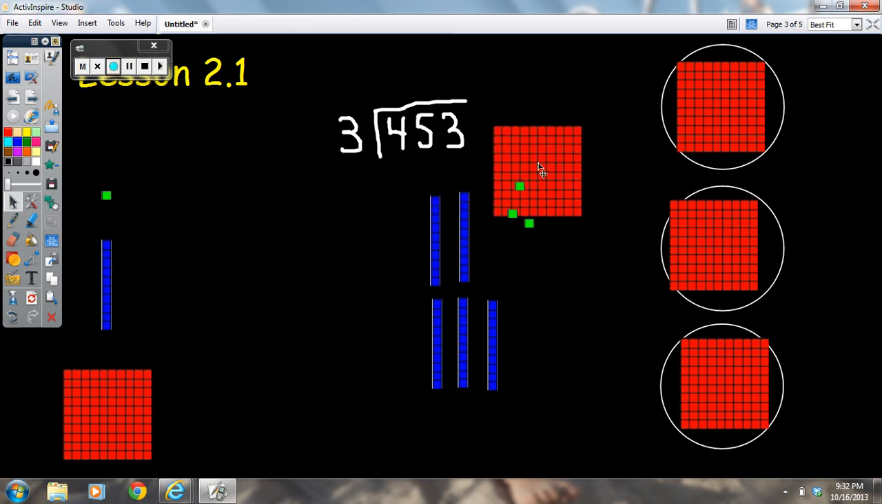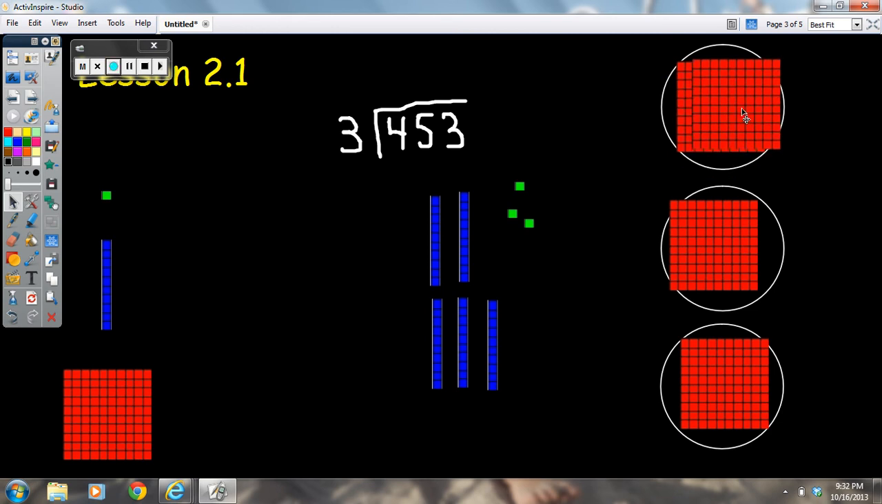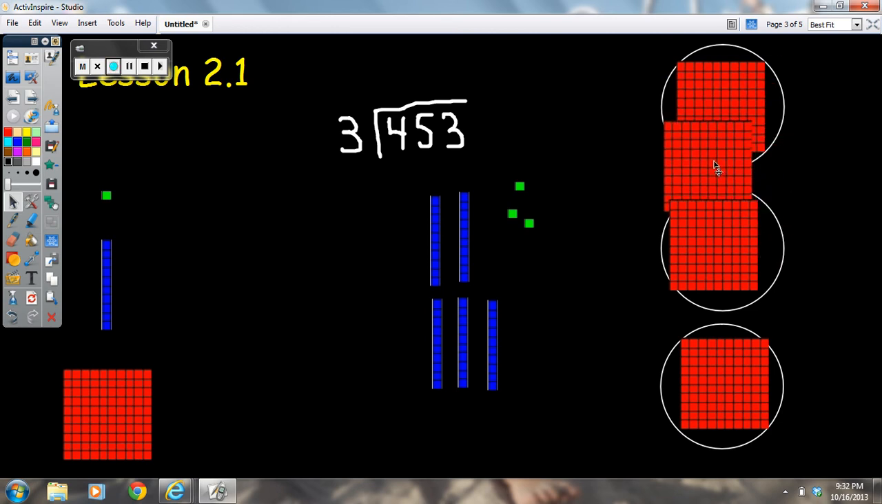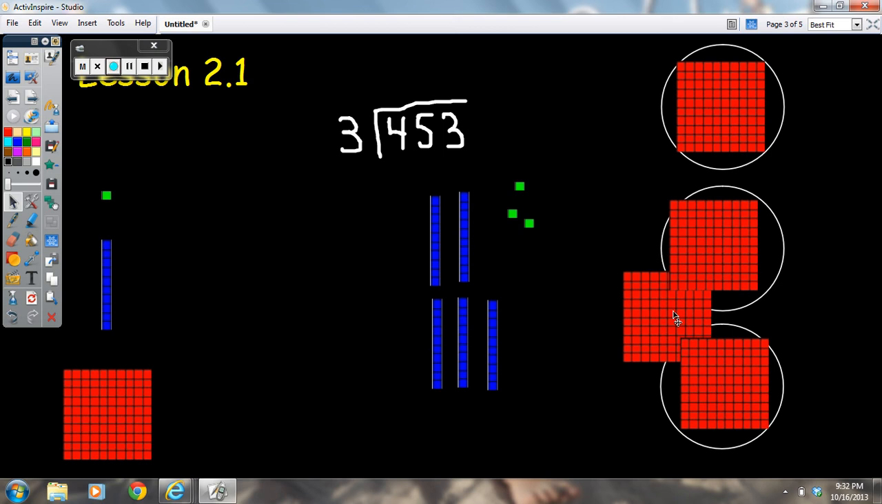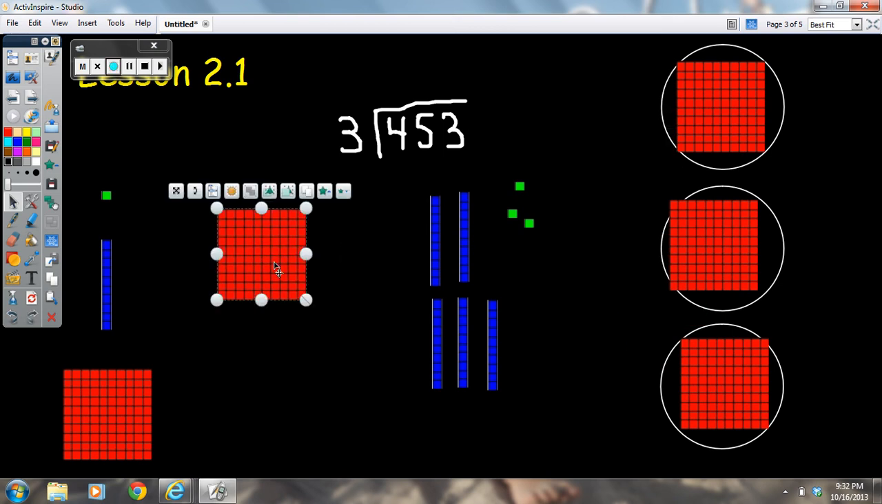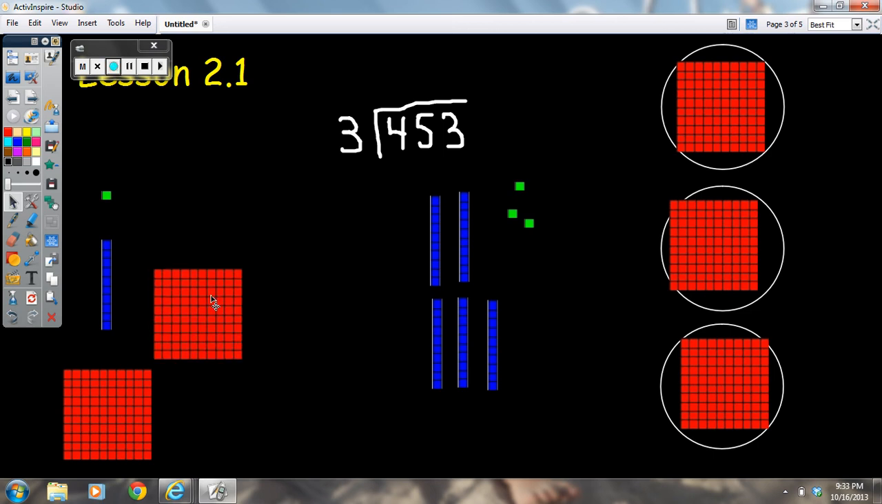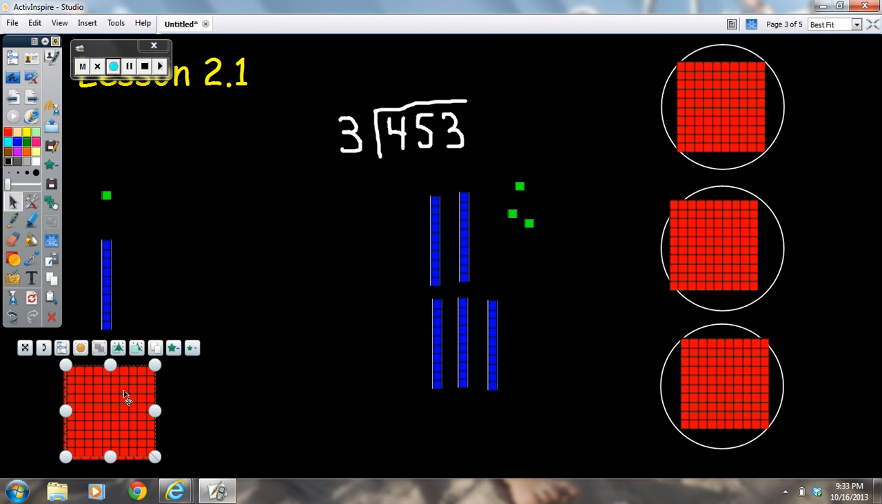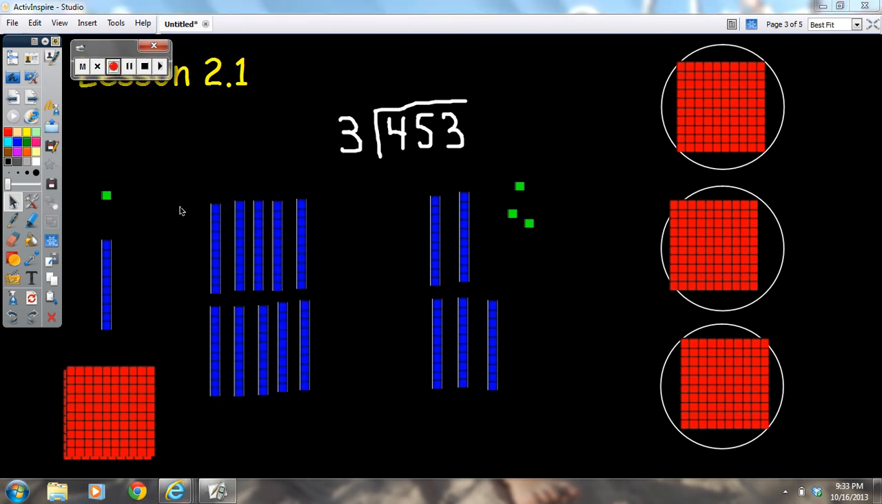I can't take this hundreds block and put it into our 3 groups, because one group would have 2 and the other groups would have 1 hundreds block. So what I need to do with this hundreds block is regroup it. I need to take this hundreds block away, and I'm going to replace it with 10 tens blocks. So as you can see, I took my hundreds block and replaced it with 10 tens.